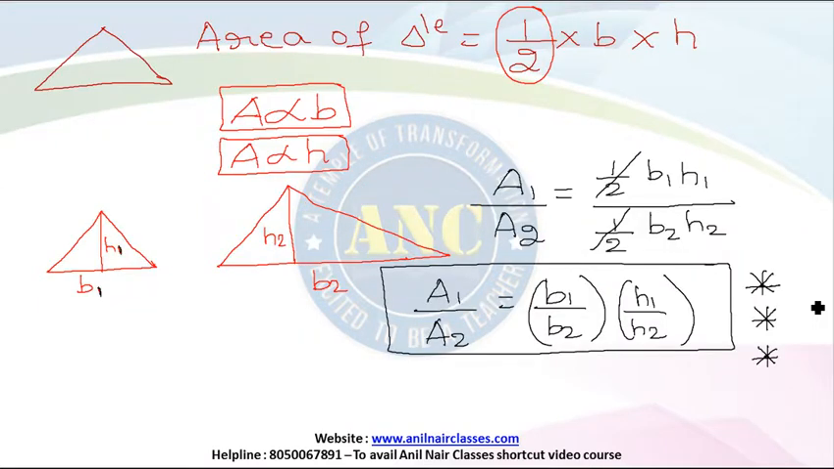Area of triangle is half into base into height. That means area is proportional to base. Area is also proportional to height. That means in general, A1 by A2, which is the ratio of areas of first and second triangle, is equal to B1 by B2 into H1 by H2. That is nothing but the product of the ratio of corresponding bases and corresponding heights. That is what I have written here on the right side of the screen.